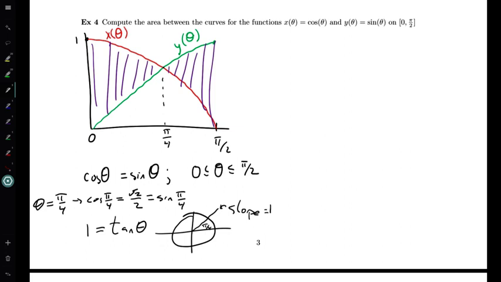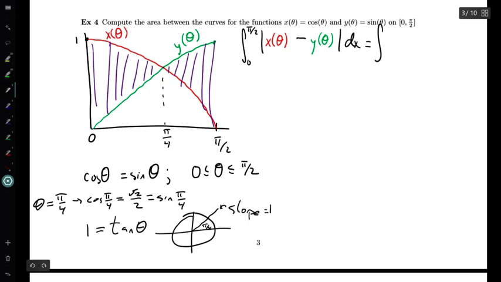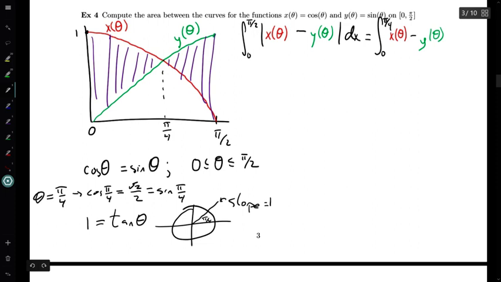All right. Great. So we have this intersection point here, and now what we want to do is compute this area between the curves. So the integral from 0 to pi over 2 of the absolute value of x of theta minus y of theta, d theta. We need to think about the interval on which x is larger. In that case, I'll be integrating from 0 to pi over 4 of x of theta minus y of theta. And we also want to add on the integral from pi over 4 to pi over 2 of y of theta minus x of theta.